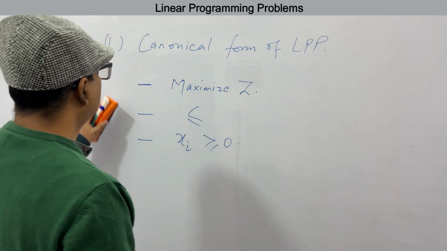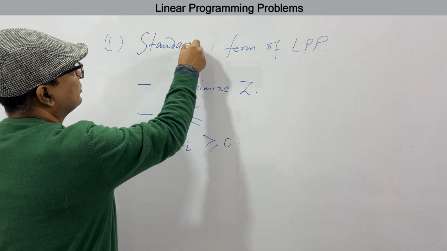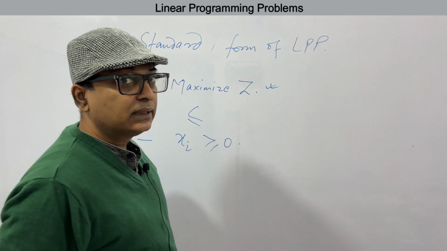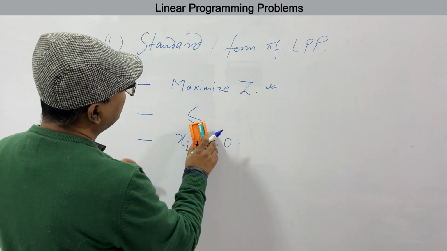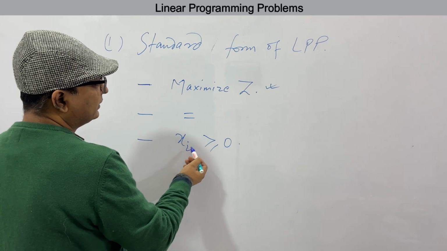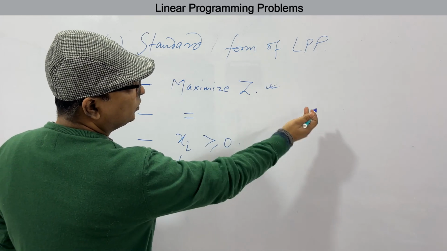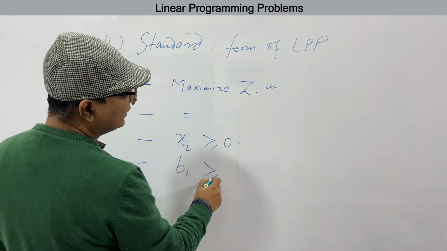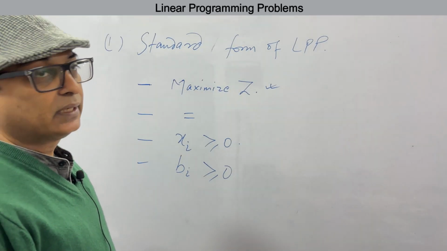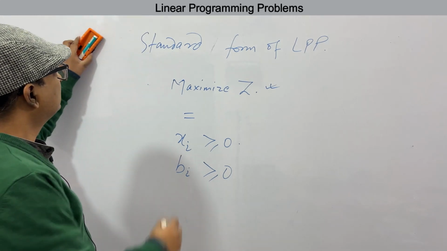Okay. Now, second form, standard form. In a standard form, again, we maximize z. This is not inequality, but it is equal to. Okay. Xi is always greater than or equal to 0. And there's one more condition, that bi, the right hand side, is always greater than or equal to 0. This is always positive. Okay, then we say it is standard form of LPP. Clear? Canonical form and standard form. So this was second one.